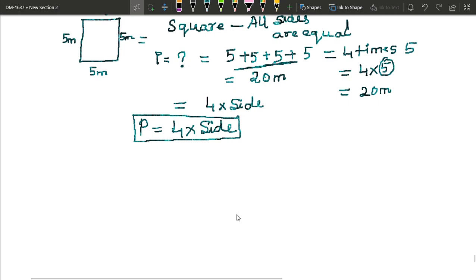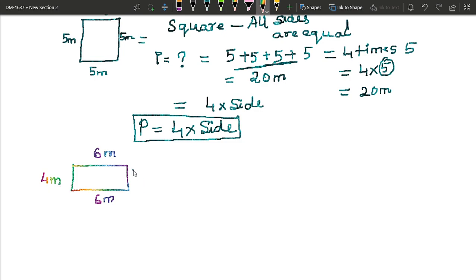Now let us take a rectangle. Let us find the perimeter of a rectangle. So now suppose I take a rectangle like this, and I say this is my 6 meter, and this is my 4 meter. Now, you know that for a rectangle, this is called the length, and this is called the breadth.